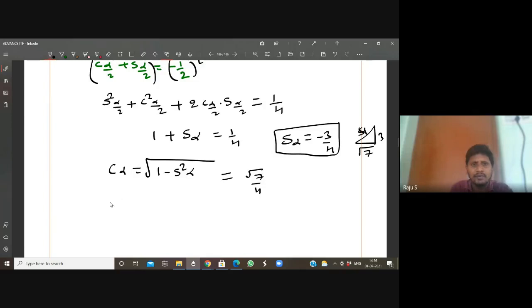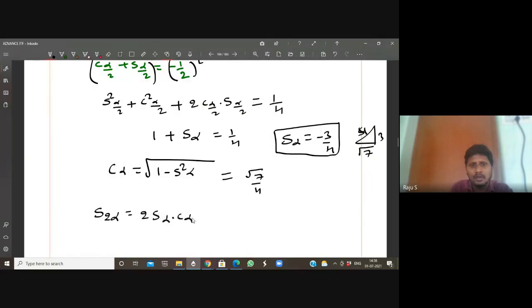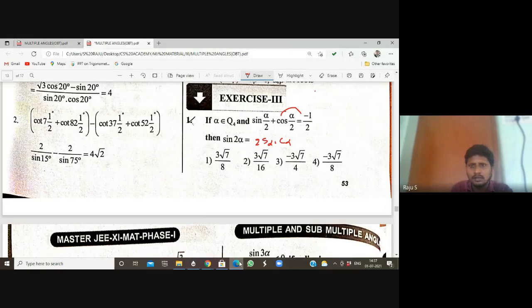Now sine 2 alpha they are asking in the question. Sine 2 alpha is 2 sine alpha cos alpha. Substitute the values: 2, minus 3 by 4, then root 7 by 4. The answer will be minus 3 root 7 by 8. Is it right? We got the fourth option.